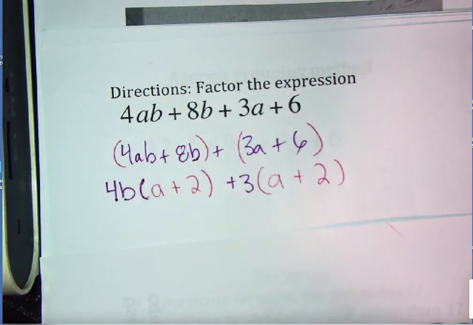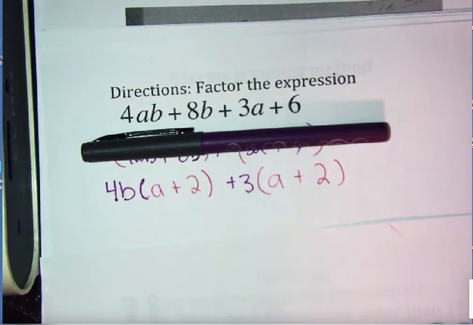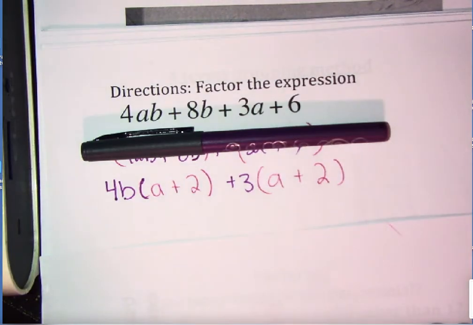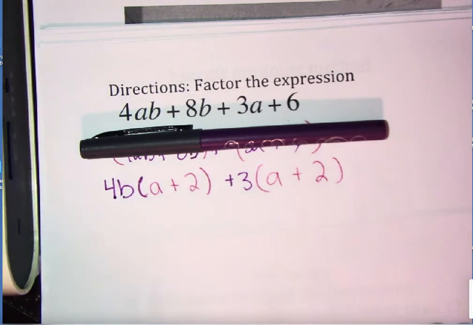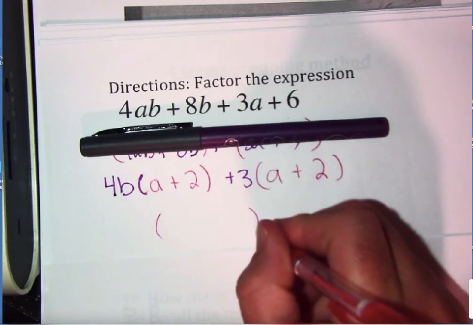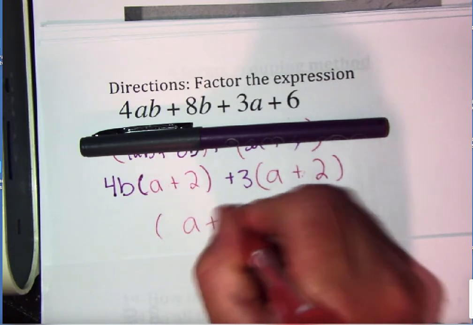Okay, here's where I need you to take a small leap with me. What do you notice after pulling out the GCF? What do you notice you end up with in each parentheses? Well, you end up with A plus 2, right? And remember, this started with two parentheses, and so we actually found one. Since these are the same, that's one of the parentheses, A plus 2.